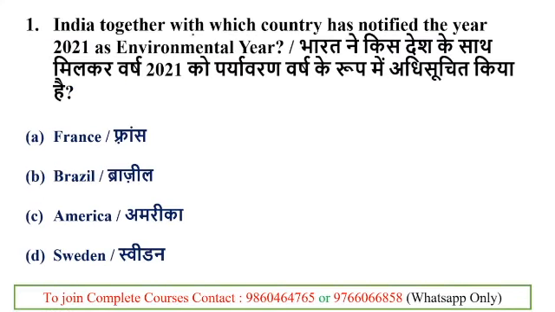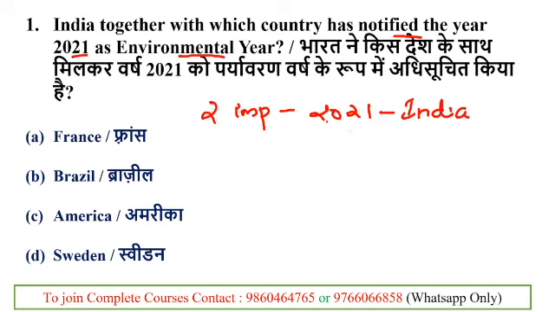The first question: India, together with which country, has notified the year 2021 as the environmental year? So the country that has notified the year 2021 as an environmental year together with India. In this question you can get two important things: one is 2021 as the environmental year in India, and the other is the country that notified 2021 as the environmental year.